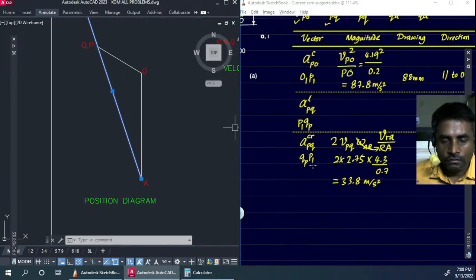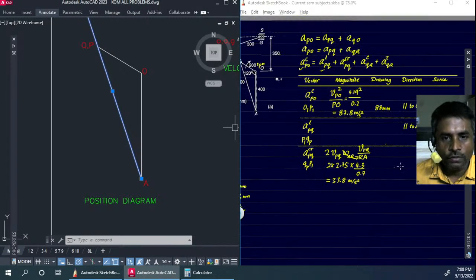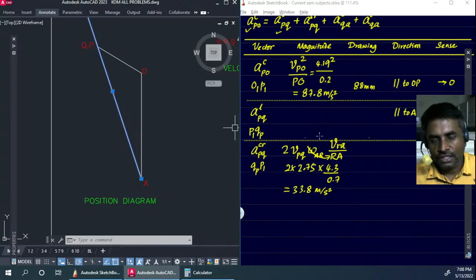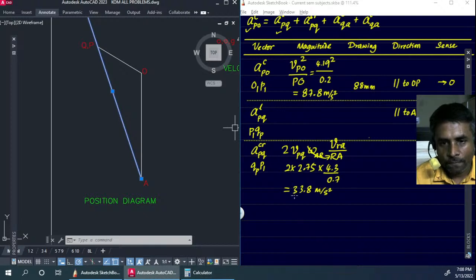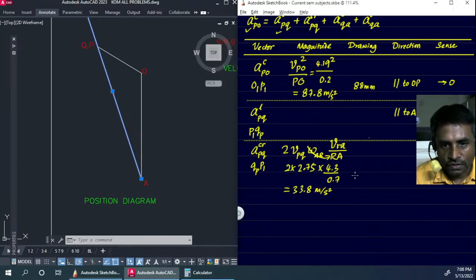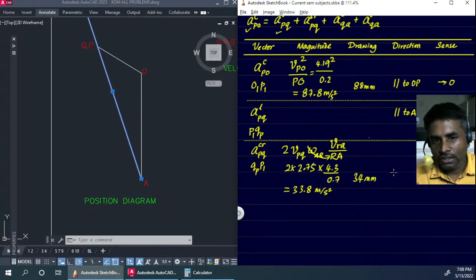Okay, so this is the vector, this is its value. Let's see what is the direction for this. Now once again, because the scaling factor is 1 over here, we just have to round it off to the nearest mm value. So 34 mm is what we will take it. And the direction, where will be the direction?